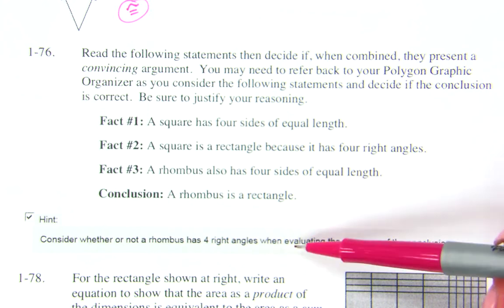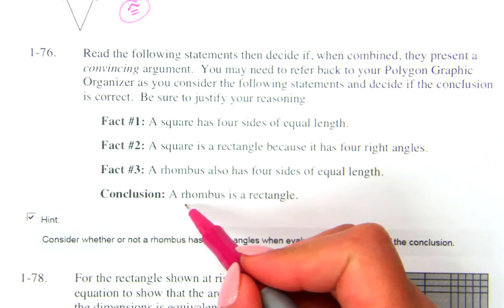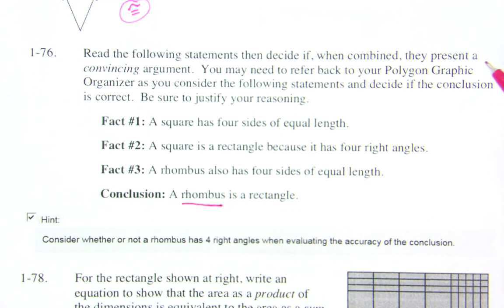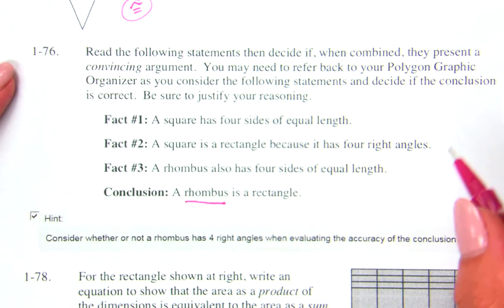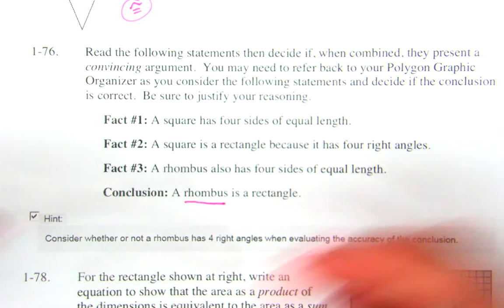So your hint for this problem is going to be consider whether or not a rhombus has 4 right angles when evaluating the accuracy of the conclusion. So does a rhombus, look at your polygon organizer, have 4 right angles? That's what we want to know. Okay, so if it does, then it's a rectangle. If it doesn't, then it's not a rectangle.